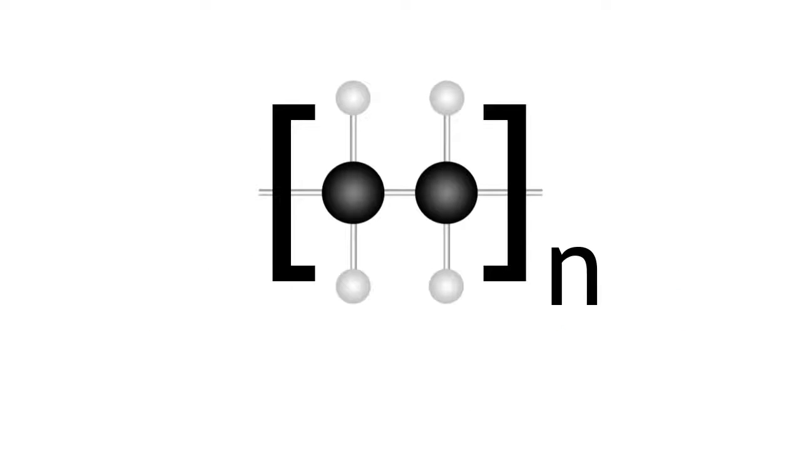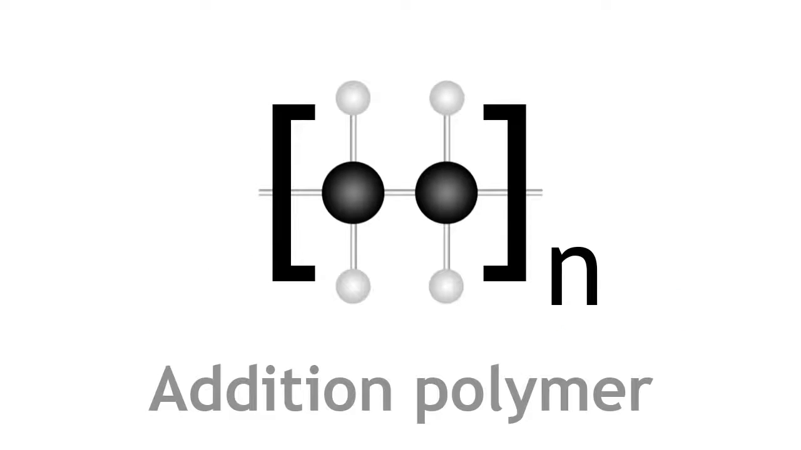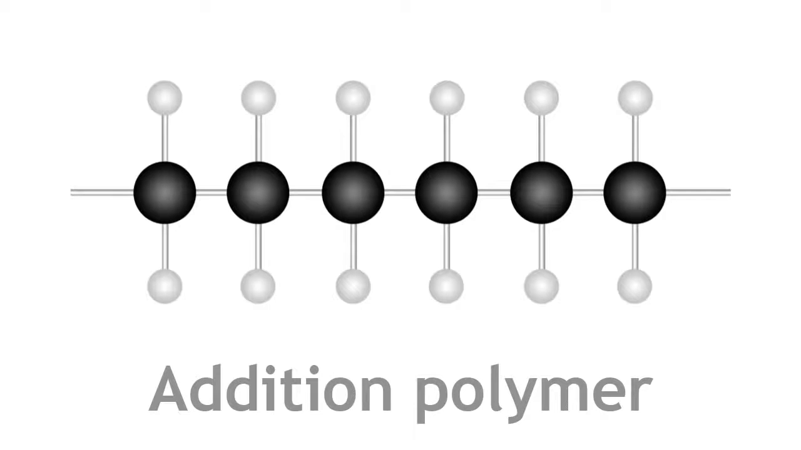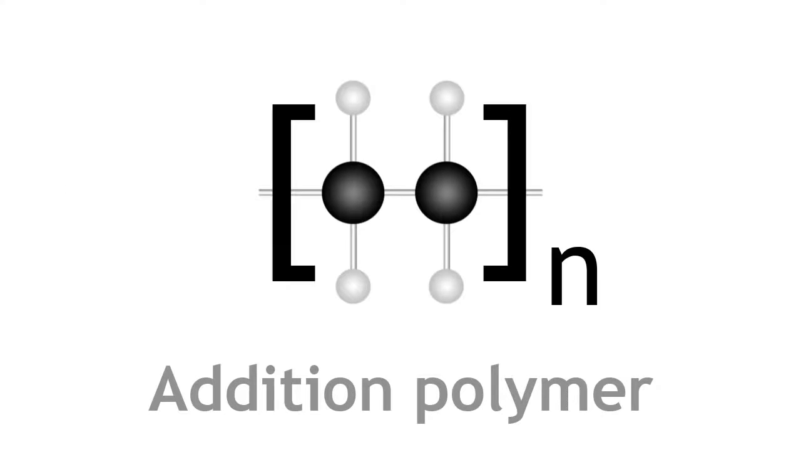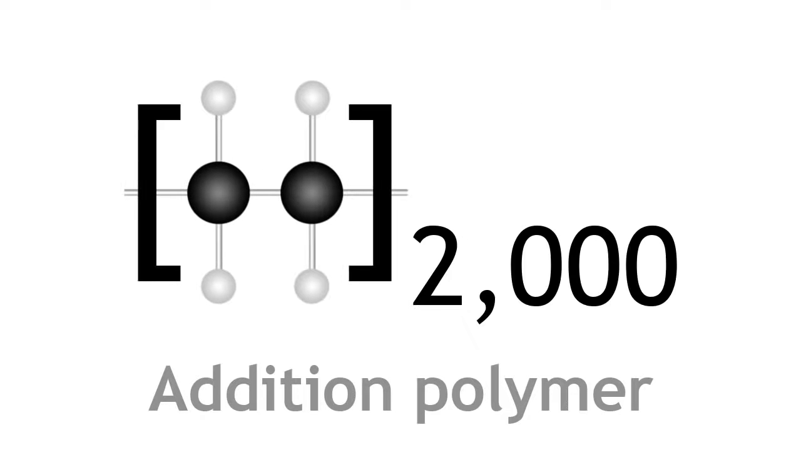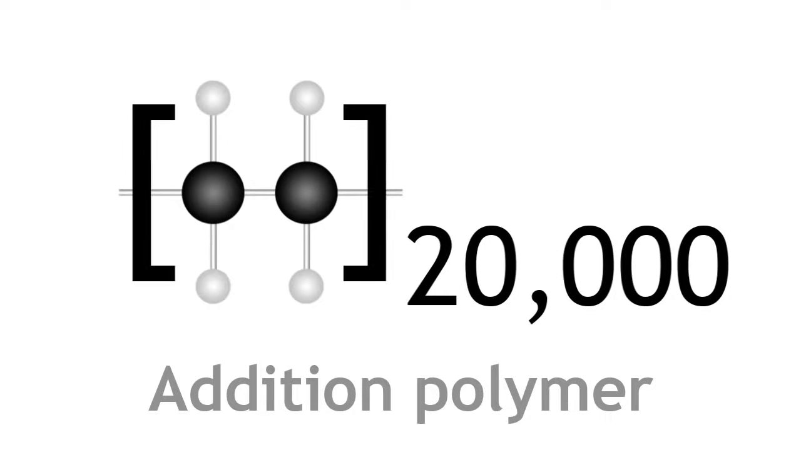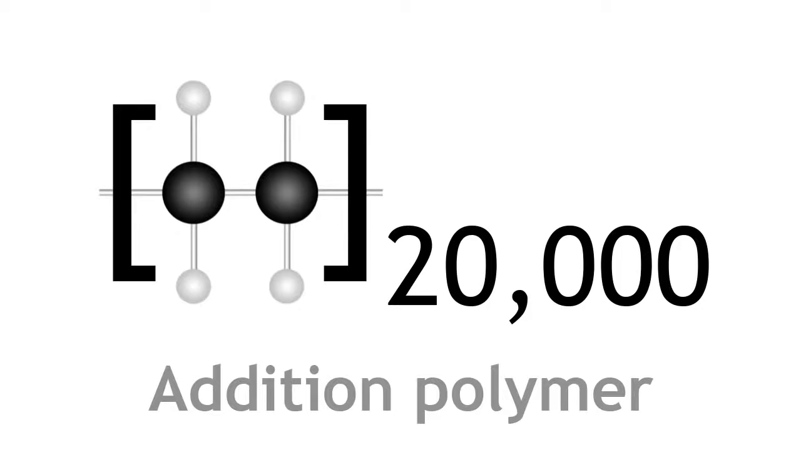This type of polymer is called an addition polymer. The monomer is just repeated and only one product, the polymer itself, is formed. The number of molecules that join together can vary, anything between 2000 and even 20,000, making some very long polyethene molecules. And these long chain lengths give rise to some of its properties.